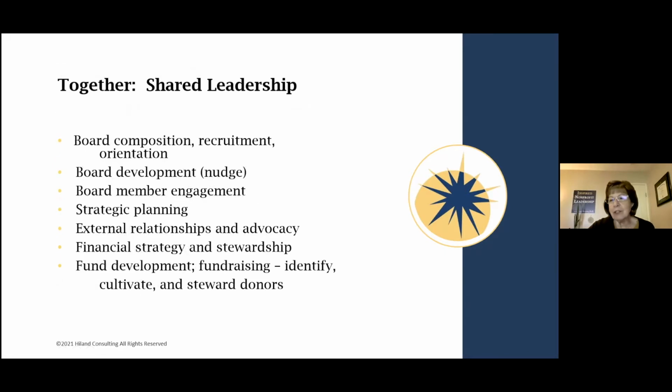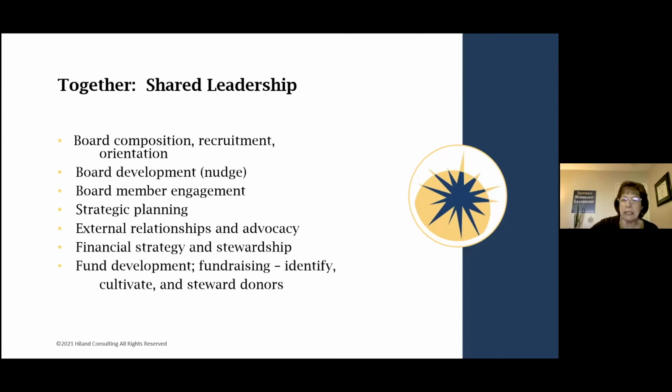These are the things that are shared, and this is why it gets complicated. Board composition, recruitment, and orientation. Executives, you have a very important role in these things. Even if you think this is the board's job, it is, but you are part of the team and you have a role. Board development, the reason I have nudged here, board development is about how your board's getting better. It's not the recruitment only. It's how does your board get better?